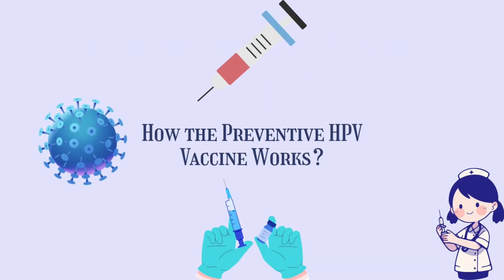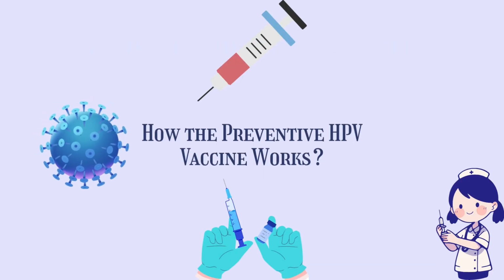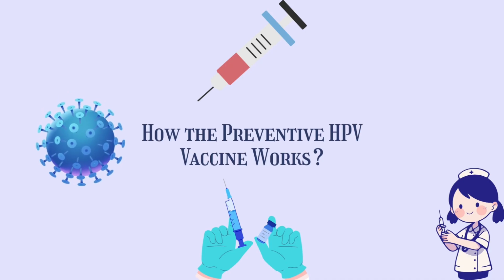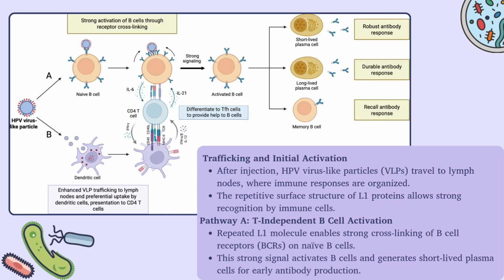How does the preventive HPV vaccine work inside the body? After injection into the muscle, the virus-like particles, or VLPs, travel to nearby lymph nodes, where immune responses are organized. These VLPs are made from the L1 capsid protein. The L1 proteins are arranged in a highly repetitive structure, meaning the same protein is displayed many times on the surface. This repetitive pattern is important because when identical proteins are repeated closely together, they can bind to multiple B cell receptors at once. This is called receptor cross-linking.